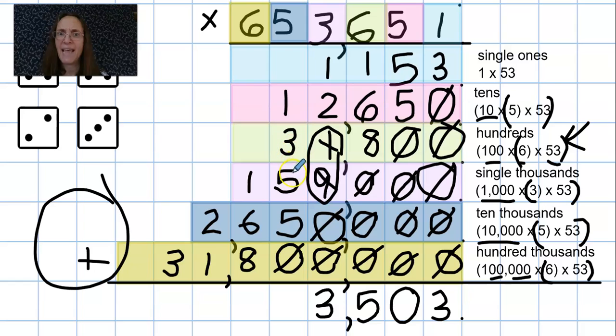Ooh, in the 10,000s column right here, we have a lot of numbers to add. But I'm always looking for friends of 10, and I know that 5 plus 5 is 10. 10 10,000s would be 100,000, so let me get rid of those and just do that regrouping, leaving me with 1 plus 3 is 4.